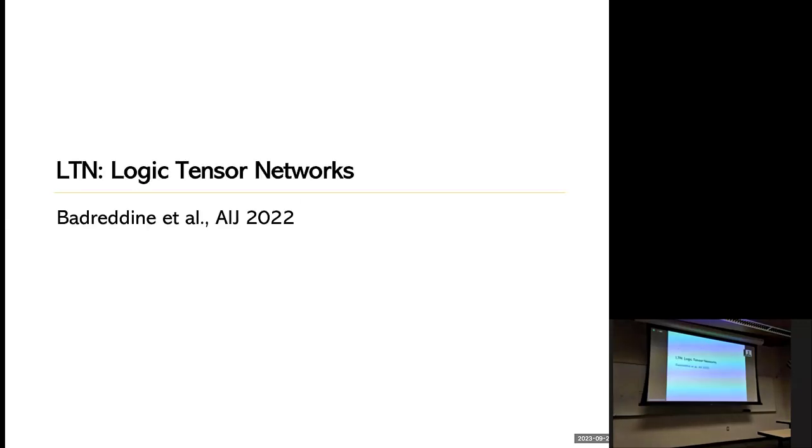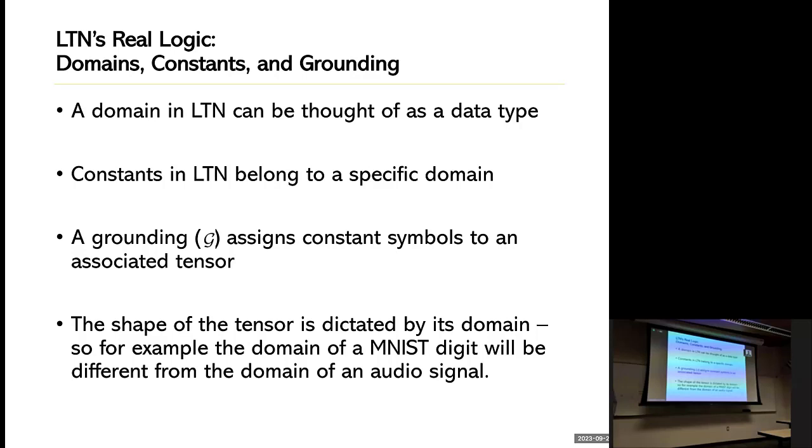So let's start with LTNs. I'm going to go through the formalism because it's a little bit involved. They have this notion of a domain. A domain for the constants in the logical language is almost like a data type. The reason they have different domains for constants, which is not something you typically see in a pure logic paper, is because they're looking for these constants to be produced from the neural model.